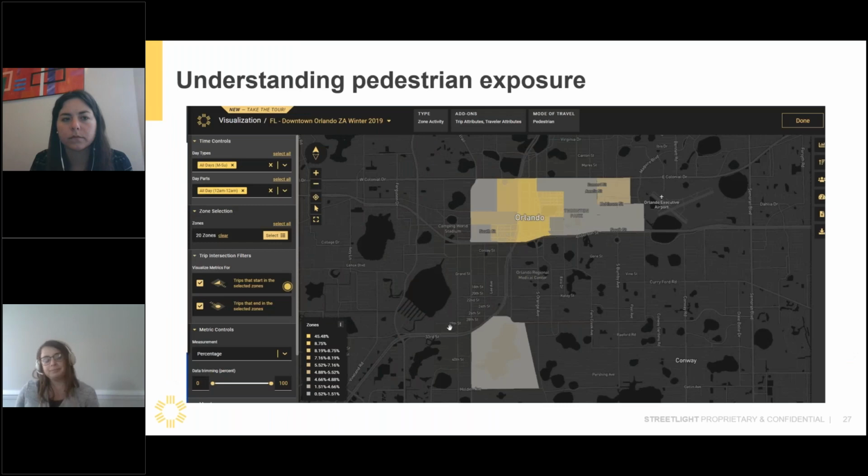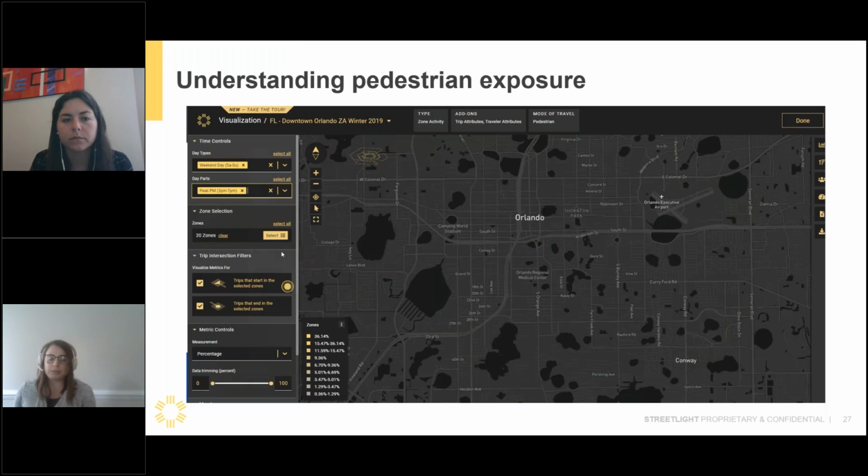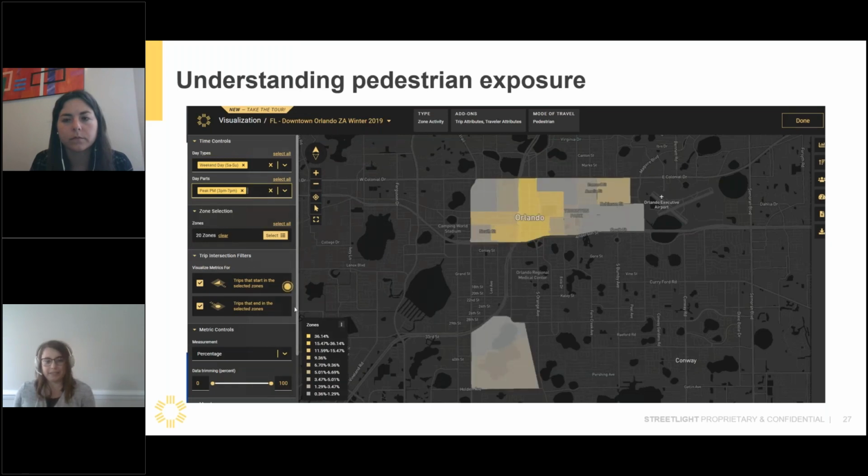Next slide. So using the zone library within the Streetlight Insight platform, we're able to select geographies to run our analyses. In this example, I selected census block groups in the downtown Orlando area, as well as the Holden Heights area, to understand that pedestrian level of activity. I'm also going to look at a particular time of day, which is Saturday and Sunday afternoons, to see what that activity is on the weekends.